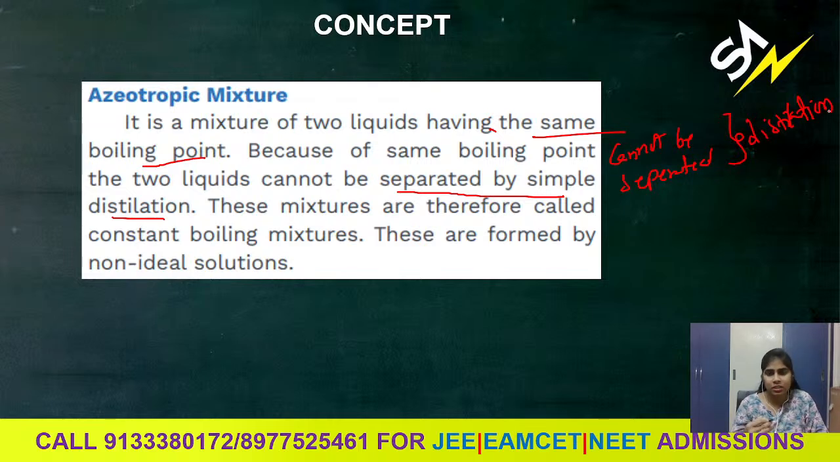We cannot separate these two types of mixtures by fractional distillation. It means heating at a few particular temperatures. We cannot separate these two types of mixtures because they have the same boiling point. Such type of mixtures are known as azeotropic mixtures, and these are mainly formed by non-ideal solutions.